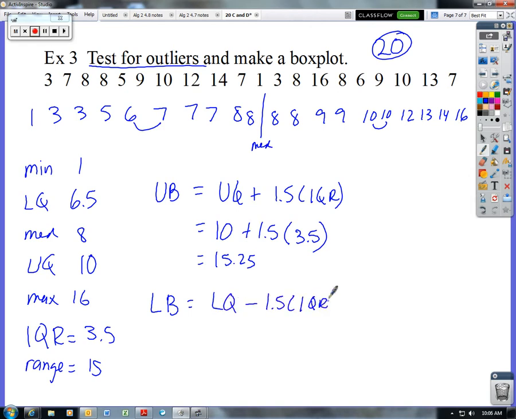The lower bound is, and I like to think about this, lower quartile minus 1.5 times the IQR. If you just think about that box extending 1.5 times on either side, it helps you remember this formula. Lower quartile is 6.5 minus 1.5 times 3.5. And that ends up being 1.25.